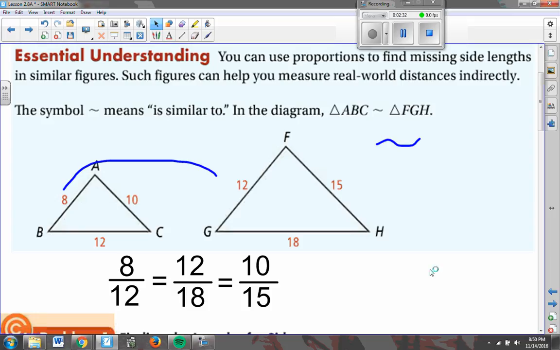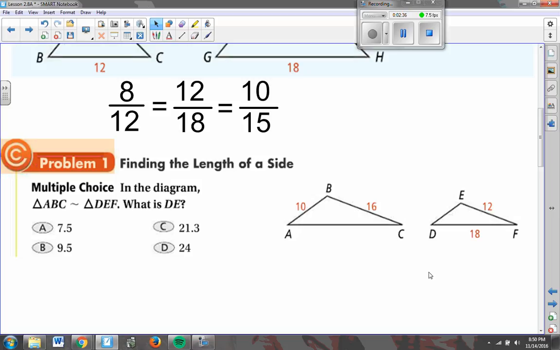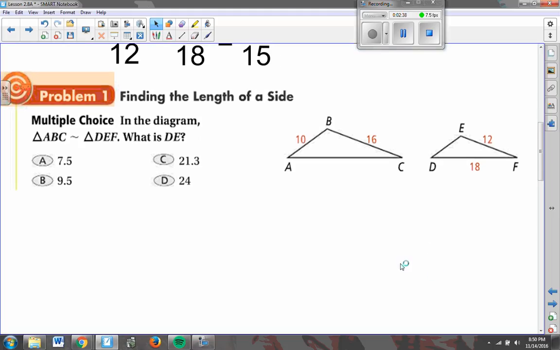That's very helpful for us because that allows us to find missing side lengths of a triangle. In this example, they have triangle ABC and triangle DEF, and they tell us they are similar triangles. They want to know what is the length of DE, given that these two triangles are similar. So we're not sure what this length is, but we can set up a proportion to solve it.